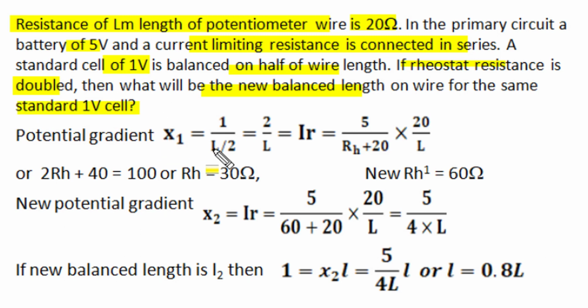So in the first case, when 1 volt balances on L by 2 length, then potential gradient is 2 by L volt per meter, and potential gradient is the product of current and per unit length resistance. And in this circuit, source voltage of 5 volt with wire resistance 20 and rheostat resistance RH produces this much current, and L length has 20 ohm resistance. So resistance per unit length is 20 by L, and when we compare the two, then 2 times rheostat resistance plus 40 becomes equal to 100, and rheostat resistance by this calculation comes as 30 ohm.